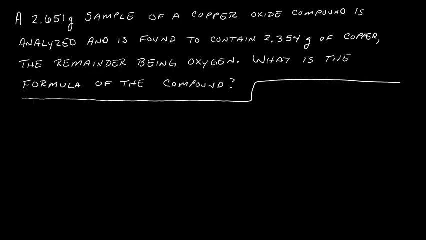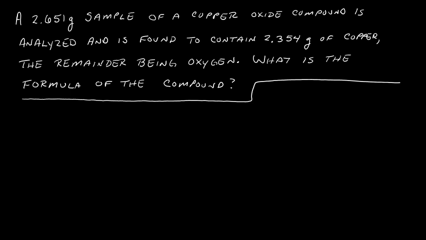Okay, now let's look at how we can determine empirical formulas based on analytical data from compounds. Okay, here's our first example. A 2.651 gram sample of a copper oxide compound is analyzed and is found to contain 2.354 grams of copper, the remainder being oxygen. What is the formula of the compound?